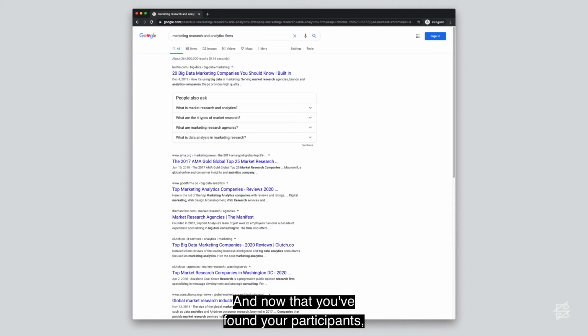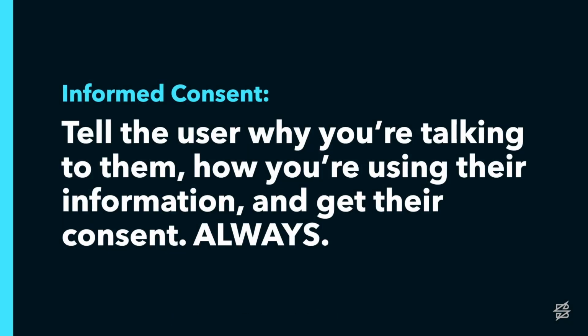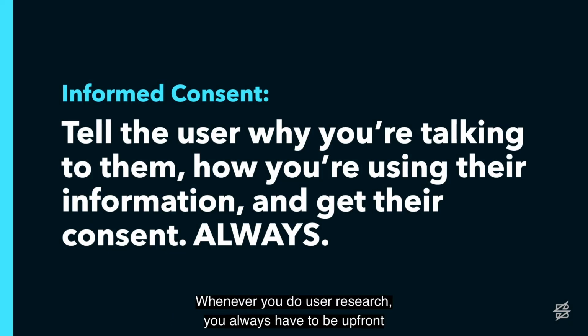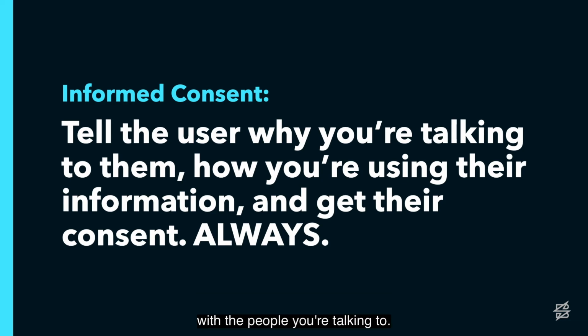And now that you've found your participants, we have to talk about informed consent. Whenever you do user research, you always have to be upfront with the people you're talking to. Tell them what you're doing, why you're doing it, and what you'll do with the information they provide. After you inform them, get their consent. I usually record interviews, so I have to ask their permission for that as well. I confirm that they've given me permission for all the things on the recording, and you can also have them sign a piece of paper or leave a paper trail of emails that proves that you got consent.